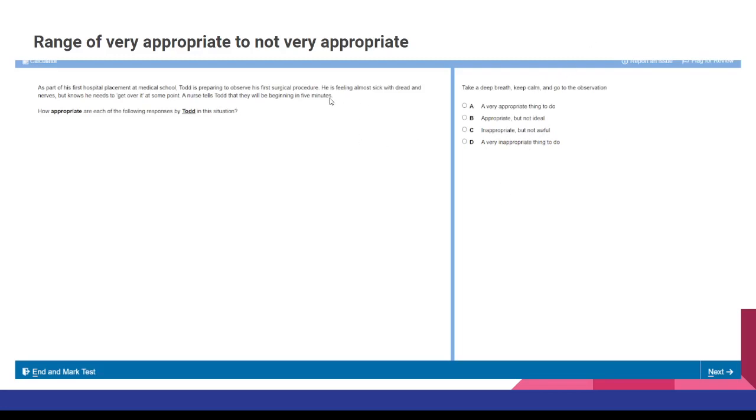As we can see here, he's feeling almost sick with dread and nerves. And so with this information, we can straight away tell that just by taking a deep breath and keeping calm and being present at the observation would not really settle him enough to not be distracted during the observation. So being sick with dread is not truly ideal for him whilst he's at the observation.